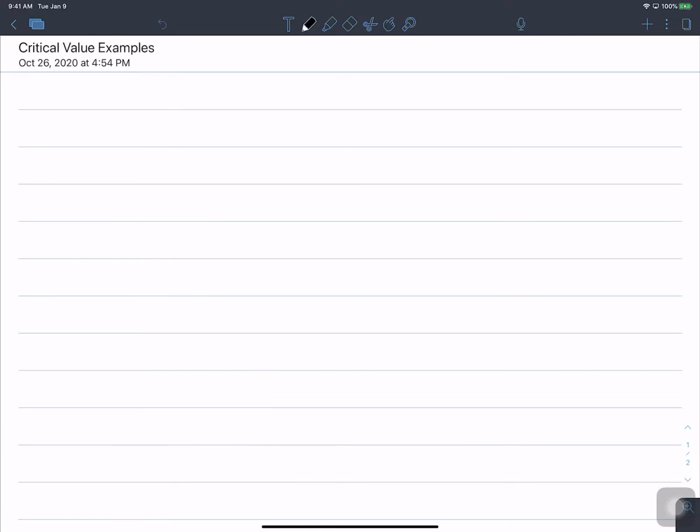Okay, we're going to give you some more critical value examples, and we'll talk about the closed interval theorem after we find critical values. So here's some additional examples. We've got f of x is x plus 1 over x squared plus x plus 1.